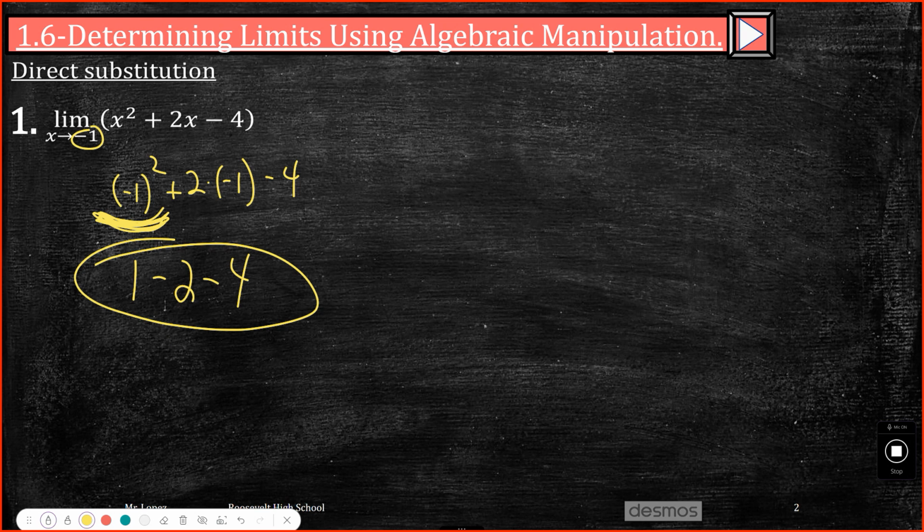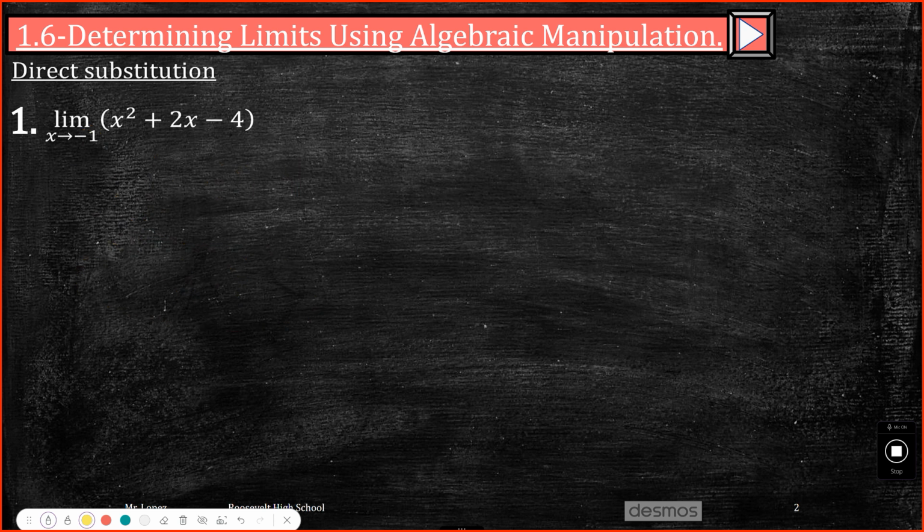So what is the answer to that? Say it if you know it. What's the answer to that? The whole thing. What's 1 minus 2 minus 4? Mayra, what's the answer to that? -5. So yeah, -5. I think it is correct. The limit is -5. There. Moving on. Should be pretty straightforward.